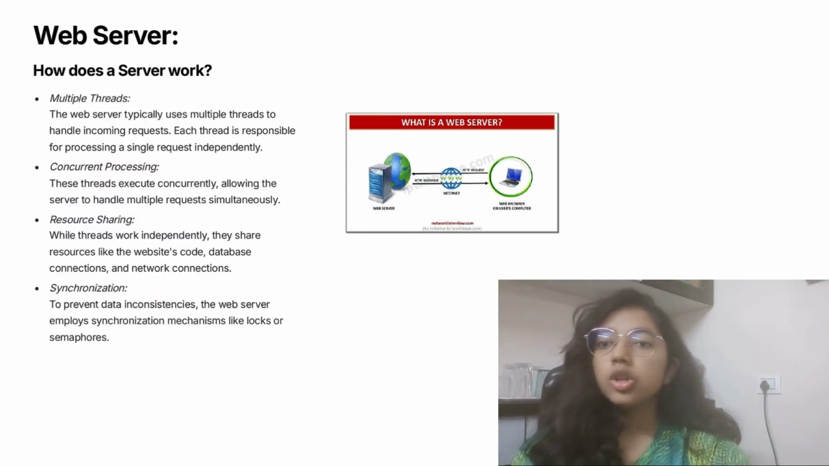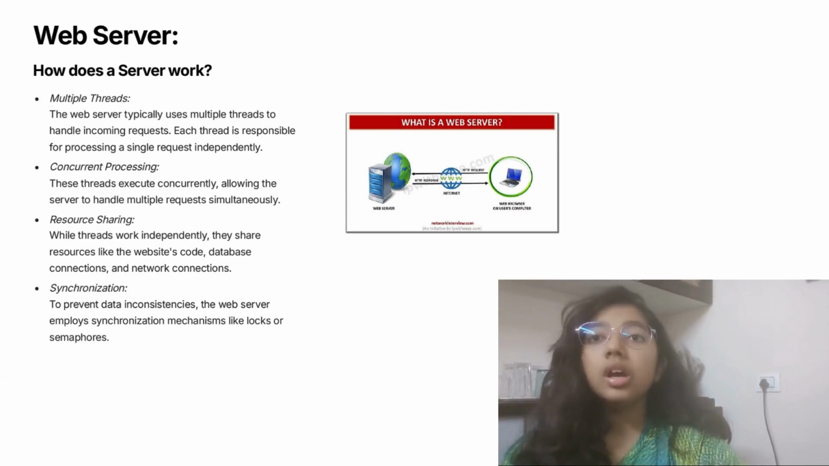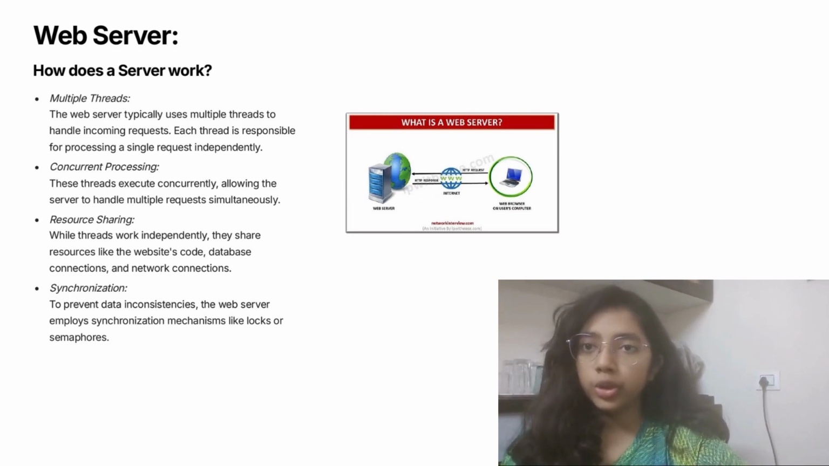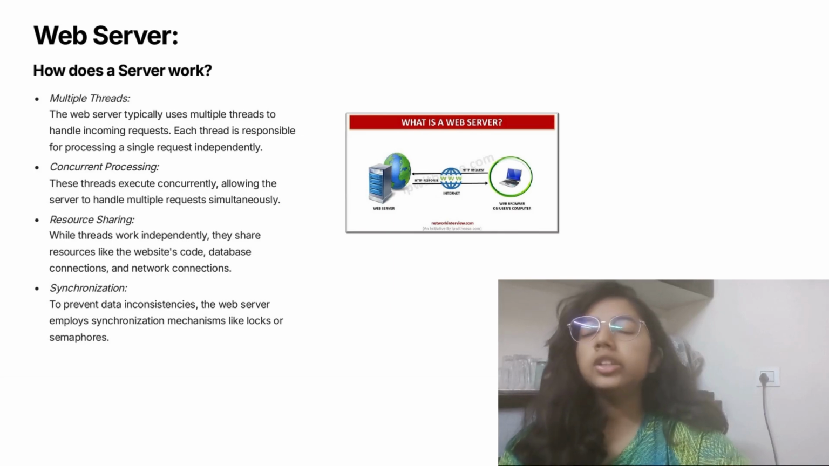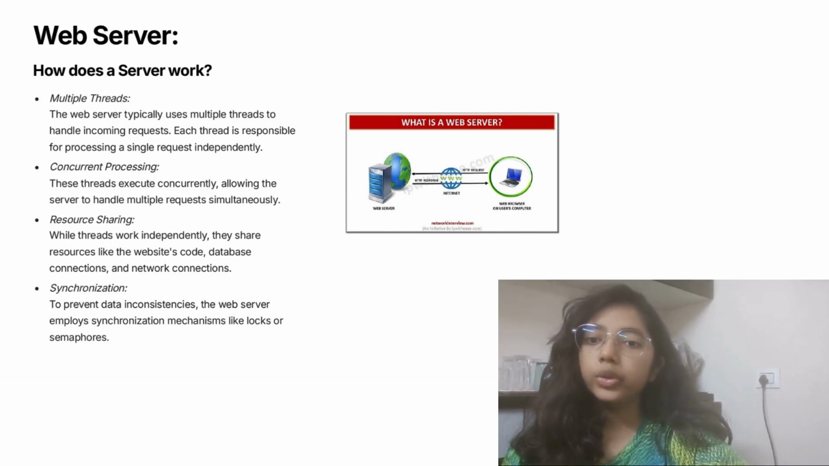So how does the server work? The first method is multiple threads. A web server typically uses multiple threads to handle all the incoming requests. Each thread is usually responsible for processing a single request. The second method is concurrent processing. These threads execute concurrently, which allows the server to handle multiple requests simultaneously.